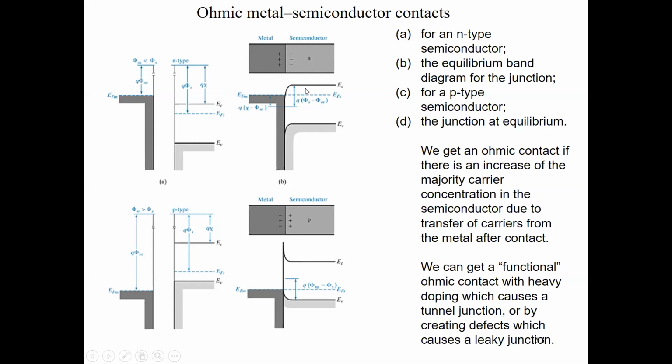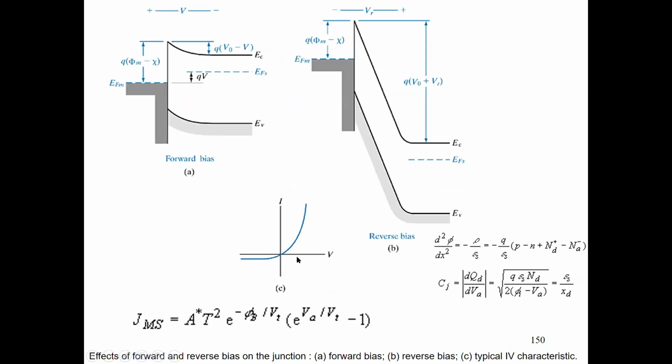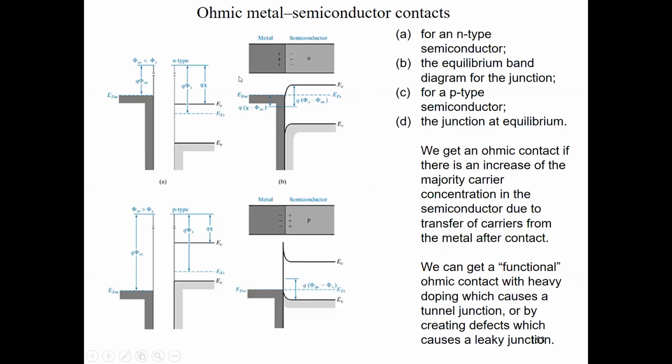Now this allows very easy current flow between the metal and the semiconductor, and such devices are known as ohmic contacts, because I have a linear IV, I don't have an exponential IV as you have in the case of a Schottky diode. These are called ohmic contacts, and you can have that for n-type or p-type, and that's where we'll start off on Wednesday.